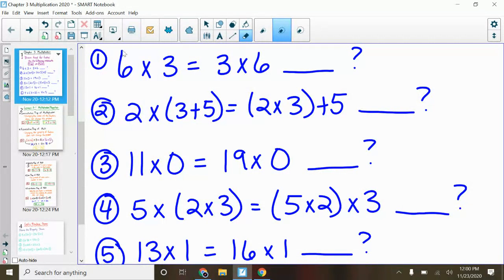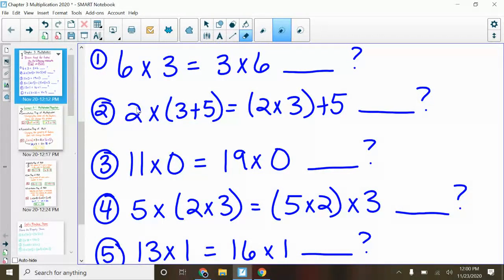So in this particular situation, 6 times 3 would give us 18. And on the opposite side, if I reversed my numbers but still kept multiplication and have 3 times 6, I'm also going to receive 18. And so therefore, it makes this a true statement.